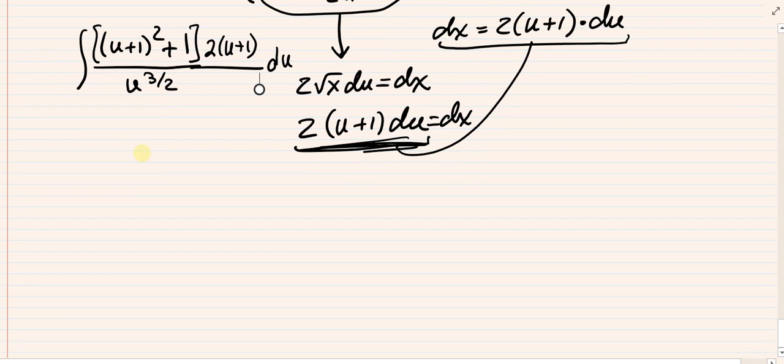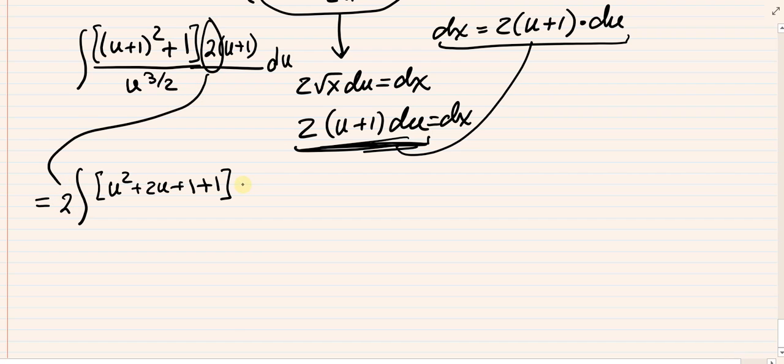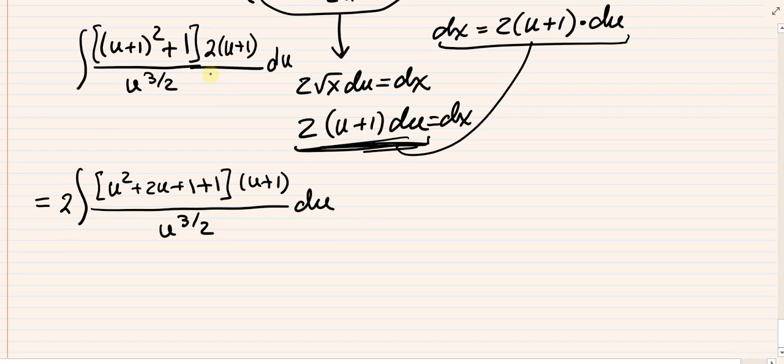But we'll simplify it. All I've got to do in the numerator, within the bracket, is expand the binomial, I get u squared plus 2u plus 1, and then there's already a 1 in there, right, times 2u, which I can bring the 2 outside. This 2 comes outside, of (u + 1) divided by u^(3/2) and then du. Okay, so this is going to be 2 times.